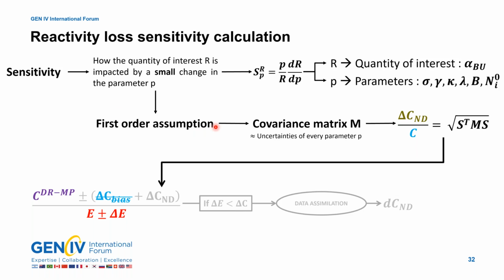With these sensitivities and a covariance matrix that summarizes all the uncertainties of every parameter and the correlation between them, we can obtain directly, from a relatively simple formula called the sandwich formula, the nuclear data uncertainties.